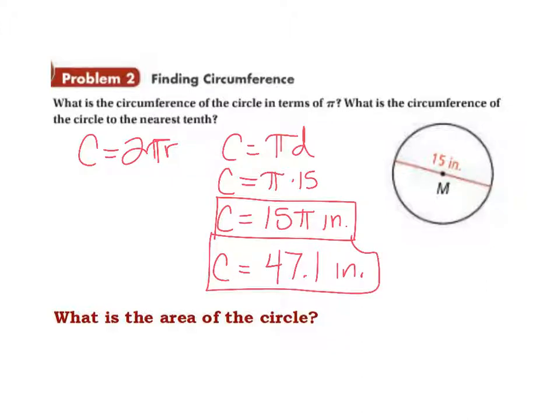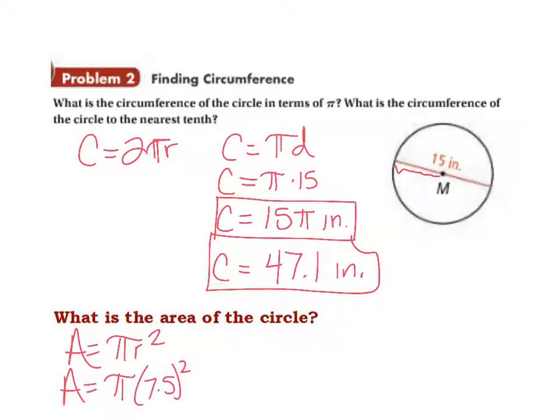Okay, what if it's the area of the circle? That's a different formula. That's pi r squared. This formula definitely needs the radius. So when I look at my picture, the diameter is 15. The radius is just going to be half of that, so I'm only looking at half of it. That'd be 7.5. So A equals pi times 7.5 squared.